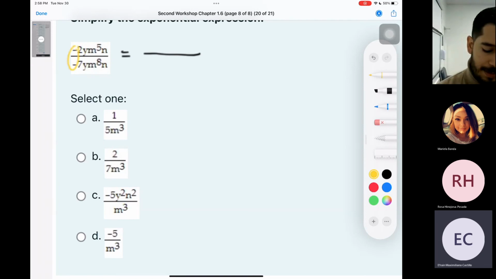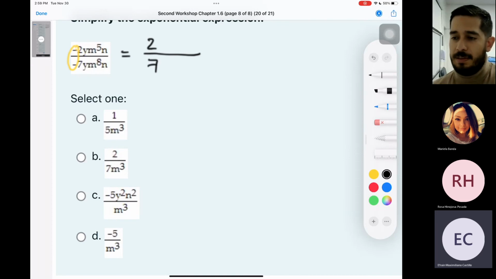A negative divided by a negative is a positive. I'm going to keep those numbers, since dividing 2 over 7 is going to give me a decimal, and I don't want to make it more complicated than it is. Then I have y's, y divided by y. The rule says if you're dividing y by y, you have to subtract those exponents.